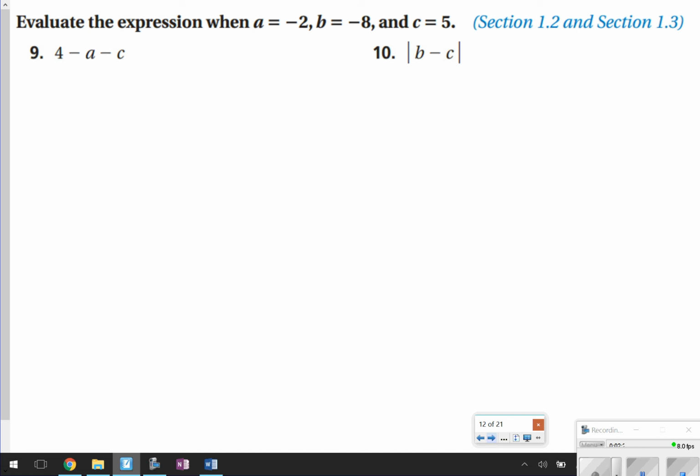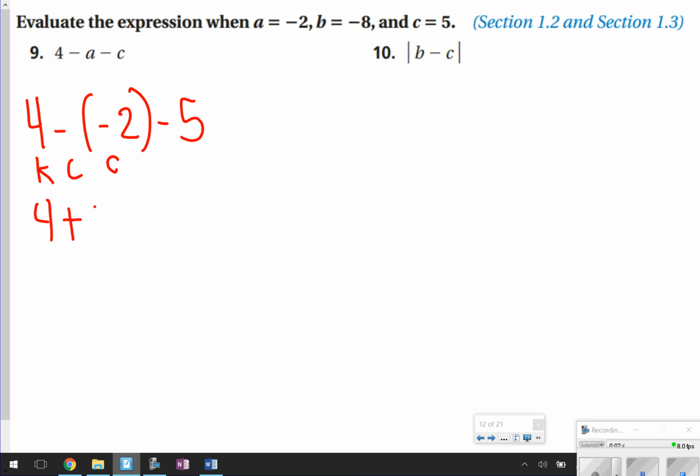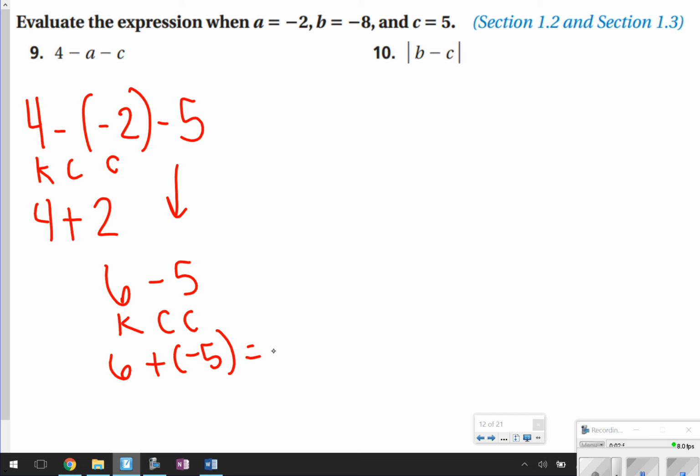Number 9, you're just plugging in the values. So we would have 4 minus -2 minus 5, because C is 5 and A is -2. Remember to do keep, change, change, just 3 things at a time. Worry about the -5 in a second. Keep 4, change to addition, change to +2. 4 plus 2 is 6. Bring down this 5. You notice that it's really easy right here, but if you did keep, change, change, you'd still get the same thing. 6 plus -5 is equal to 1. So 1 is your answer for number 9.